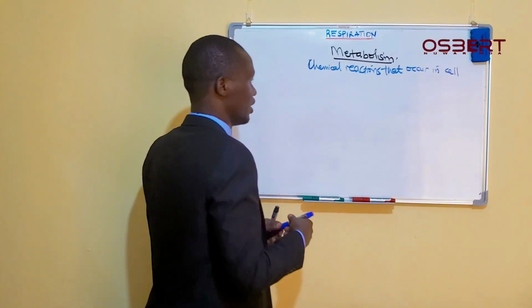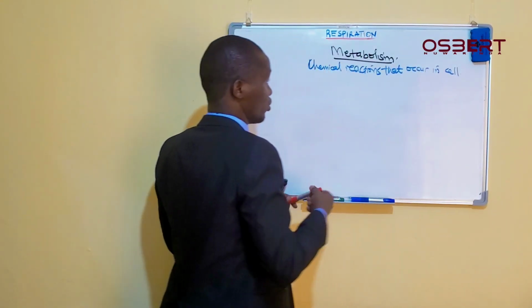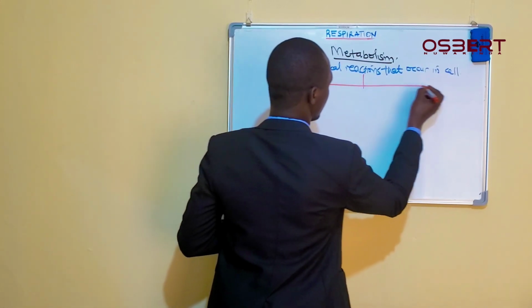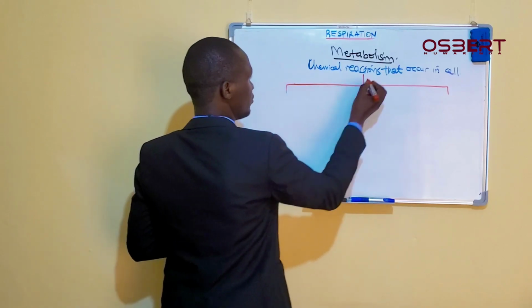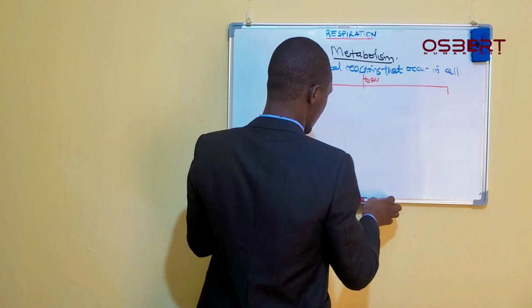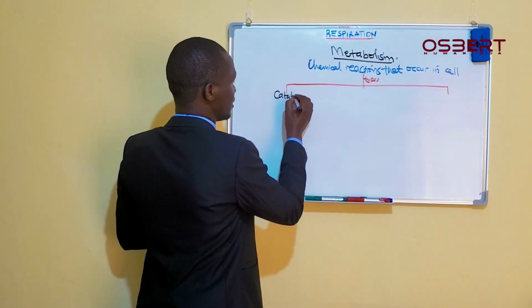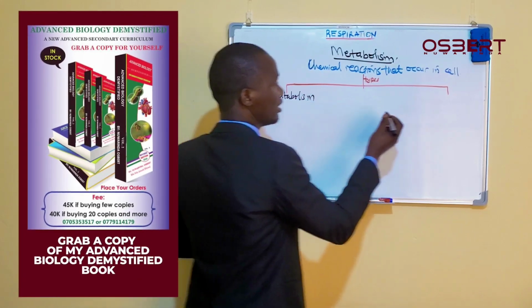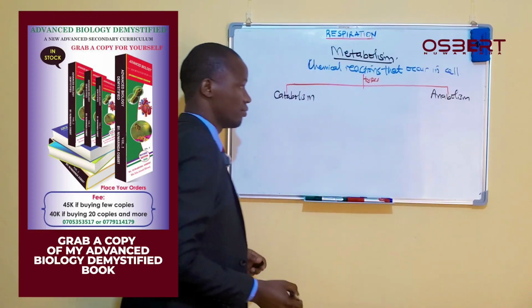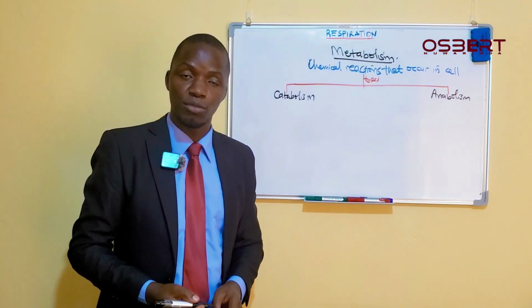Now, this metabolism is divided into two parts. How? This metabolism is categorized into two. It has two types. And what are these two types? We have what you call catabolism, and we have what you call anabolism. Now, what is the difference between these two types of chemical reactions?